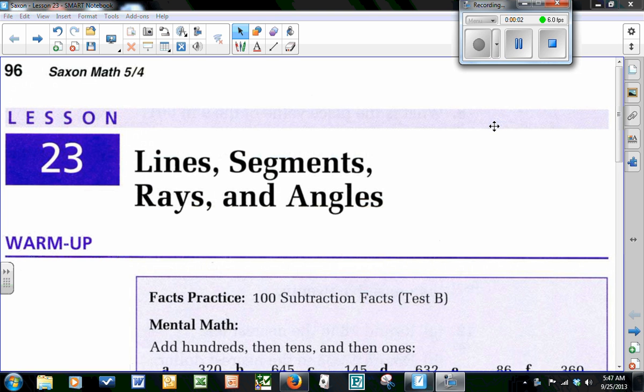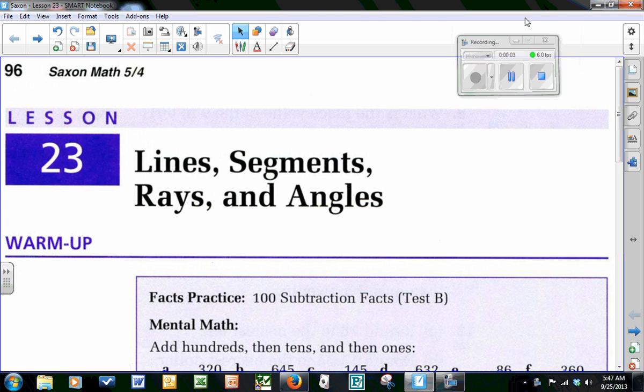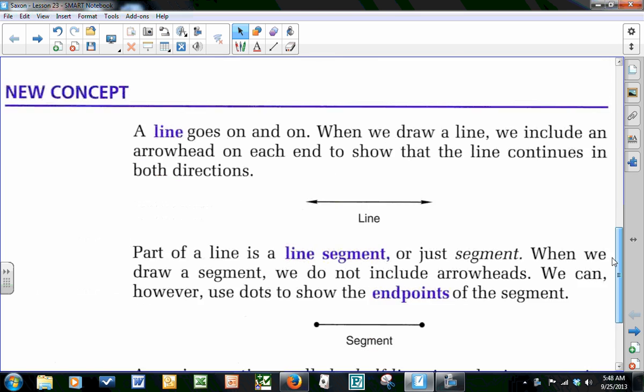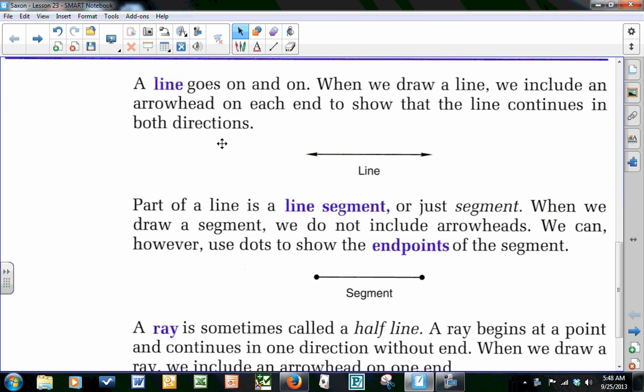Welcome to Lesson 23 in our Saxon Math series. If you're following along in your math book, Lesson 23 begins on page 96. And today we have lots of vocabulary to learn about geometry, lines, segments, rays, and angles. So scrolling down on page 96 past the warm-up, let's look at the new concept.